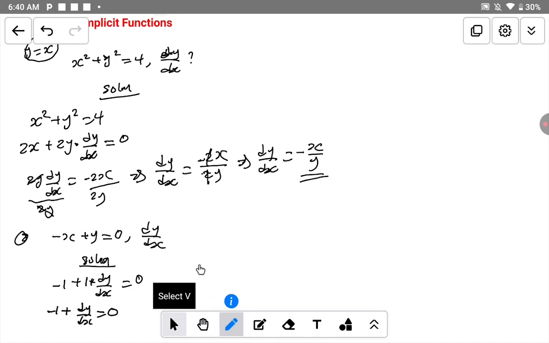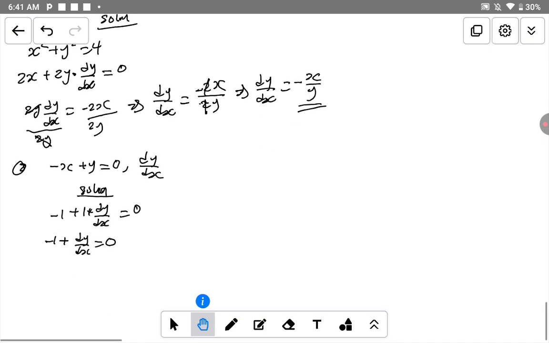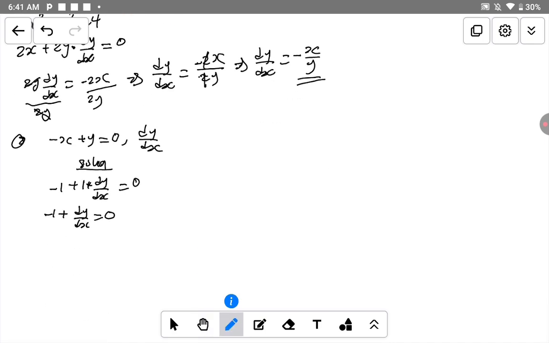Now from this place, let's find dy/ds. Let's take this minus 1 to the other side. That means we have dy/ds to be equal to, when you take this to the other side, that gives us 1. So it means that for this question, if minus s plus y is equal to 0, dy/ds is equal to 1. So that is step by step to solve this implicit function.